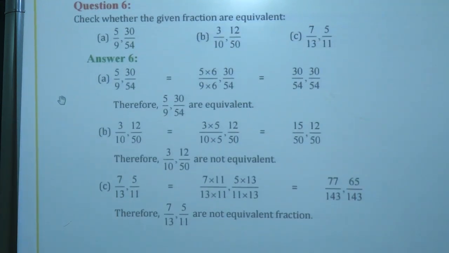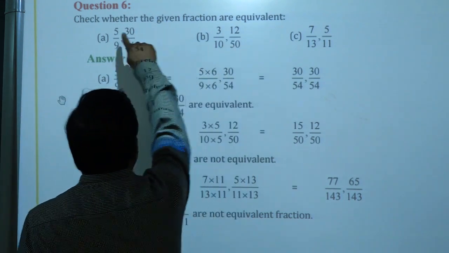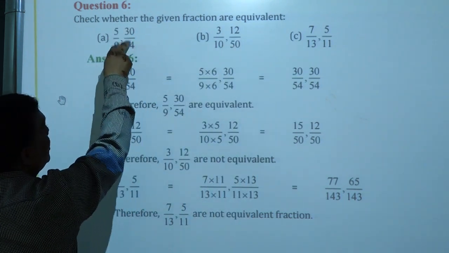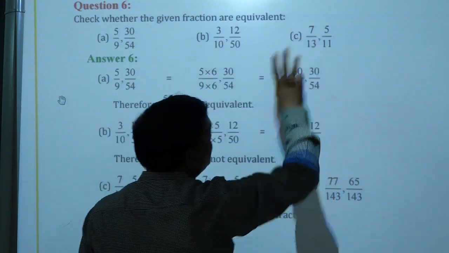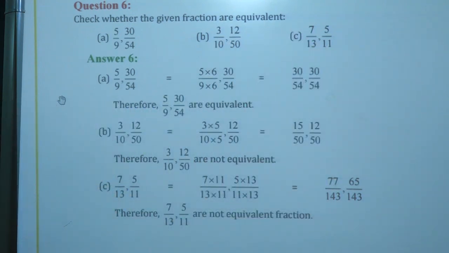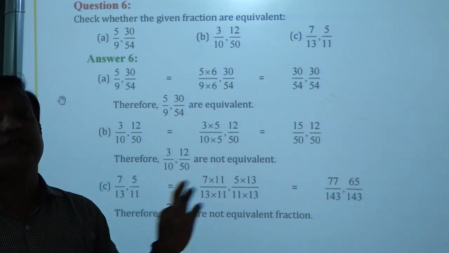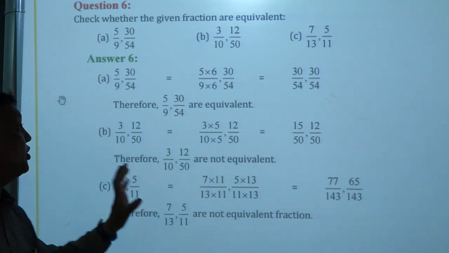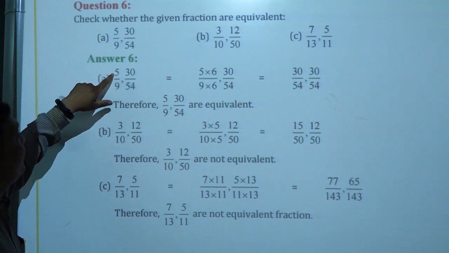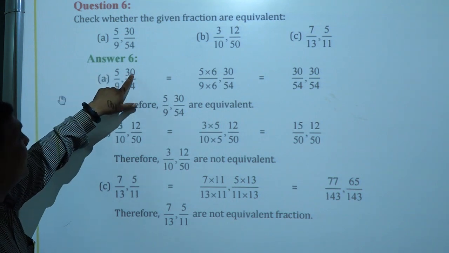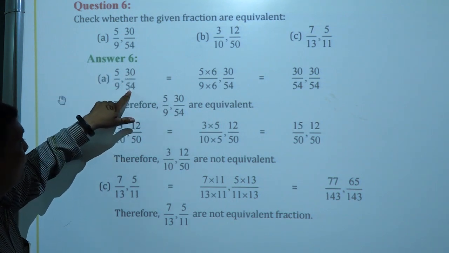The next question: check whether the given fractions are equivalent. You have to check whether these fractions are equivalent or not. Here you can check in both ways: one is the division method, one is the multiplication method. The first question is 5 upon 9 and 30 upon 54.